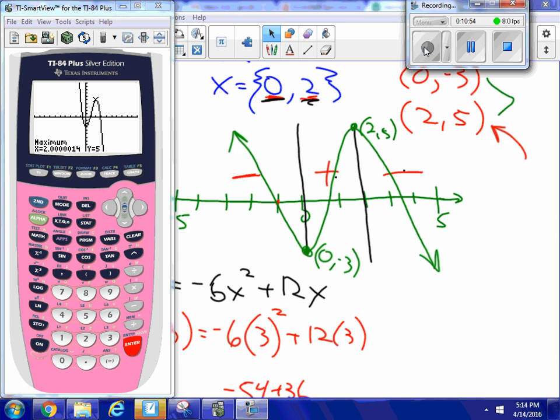The last thing I want to point out is that because my end behavior was up going to infinity, down going to negative infinity, my extrema are going to be only local extrema. They're not going to be absolute extrema. I have many numbers that are going to be less than the minimum and many numbers that are going to be more than the maximum.